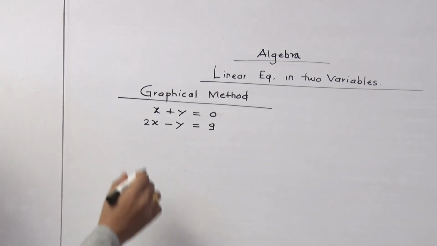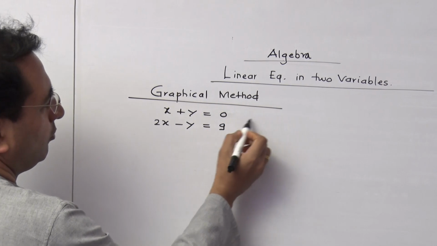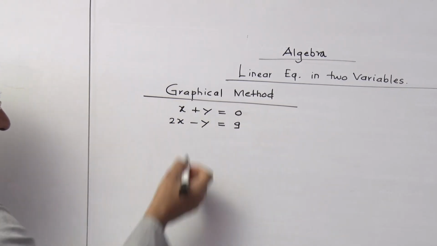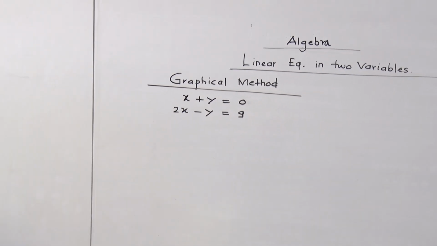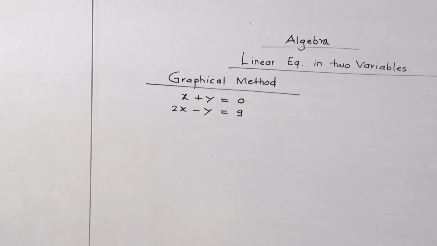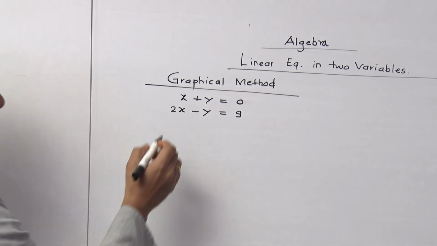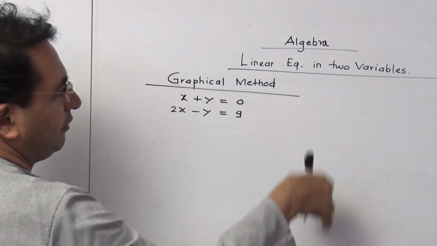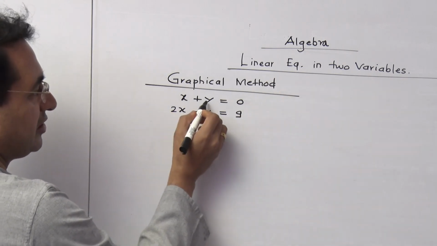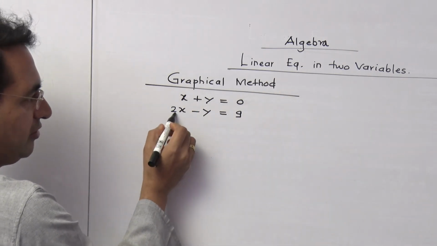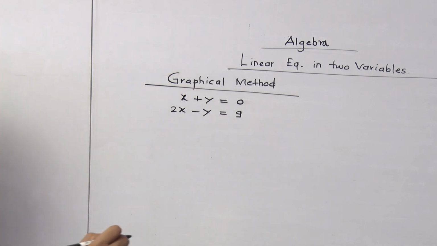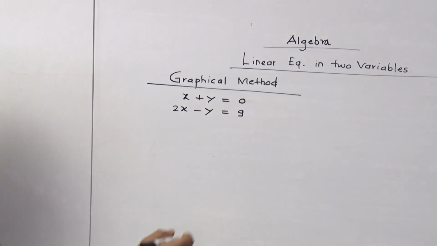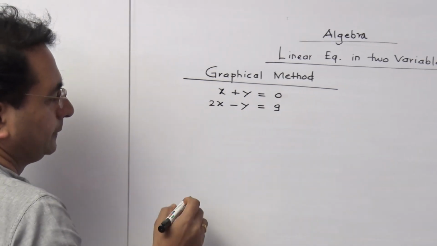Now there is no need to write equation numbers and all, because we are not going to add or subtract anything. We are going to plot, or draw the graph of this equation. We are going to draw this line on the graph. We have to draw this line also on the graph, and then those lines will intersect, and that point of intersection is the solution. That is what we have to write.